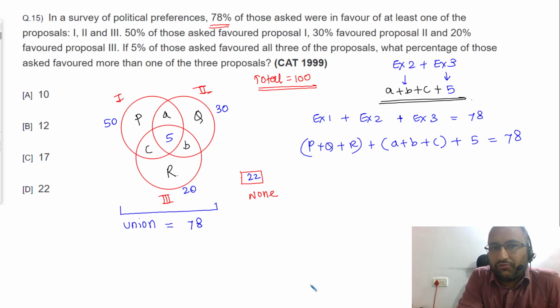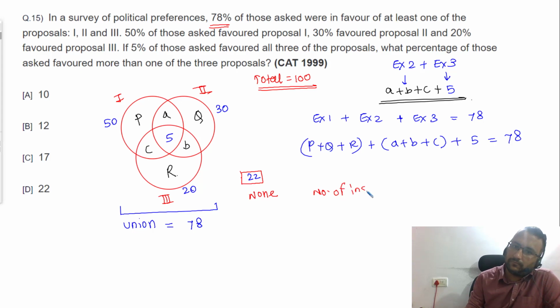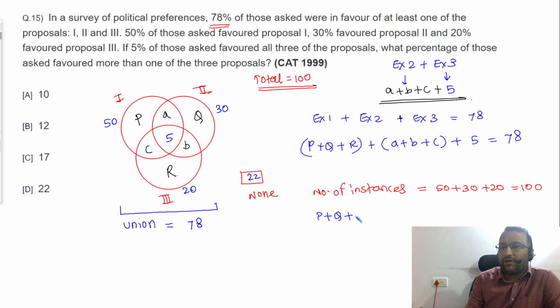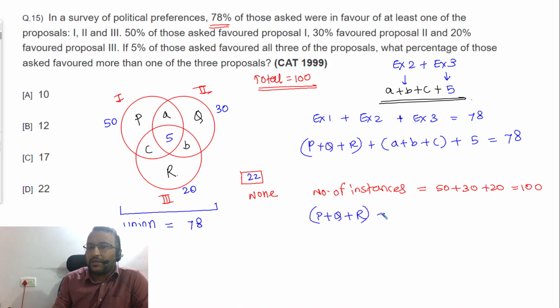For the second equation, we can take the help of the number of instances. Over here the number of instances is equal to 50 plus 30 plus 20, that is equal to 100. There is exactly one instance for P plus Q plus R. Exactly 2 is A plus B plus C, so the total number of instances will be 2 times A plus B plus C. Exactly 3 is 5, so these 5 people are counted 3 times, and the number of instances will be 3 into 5. This addition is equal to 100.